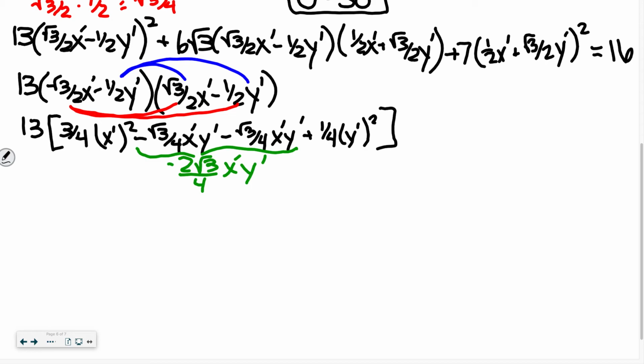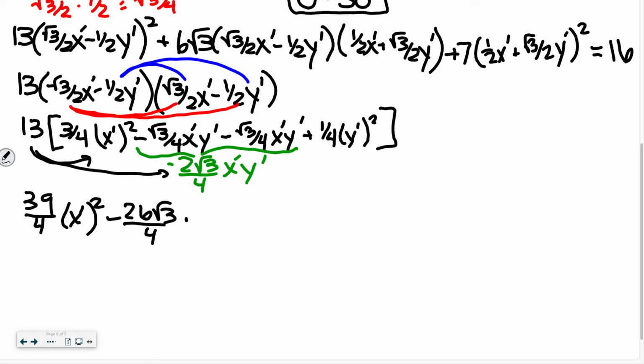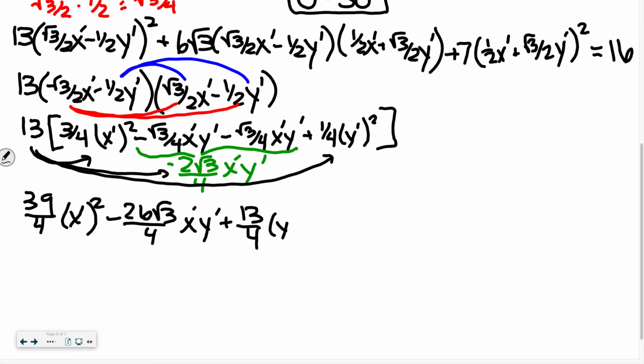Okay, now everything there is getting multiplied by 13. So I'm going to do one last thing with this first piece. I'm just going to distribute my 13. When you distribute 13, it just goes to the numerator, right? 39 over 4 x prime squared. And then 13 times negative 2 is negative 26 square root 3 over 4 x prime, y prime. And then 13 times 1/4, that's plus 13 over 4 y prime squared.